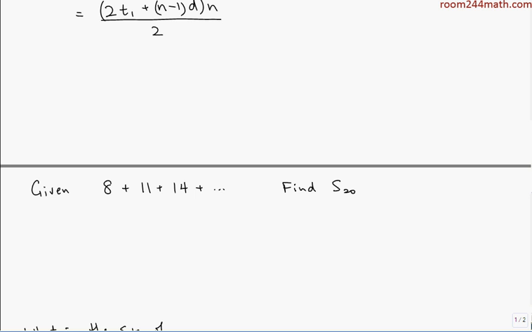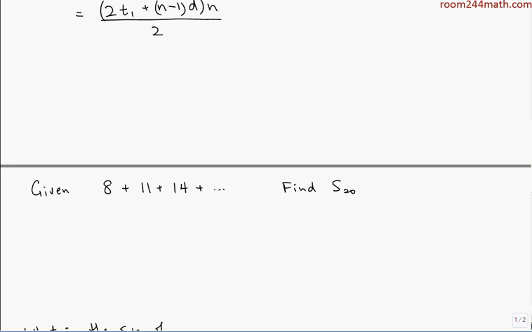In other words, we're trying to find the sum of the first 20 terms of this series. And typically this is what's going to happen, because the formula requires you to know three things: the first term, the last term, and the number of terms. So here we have the first term, no problem. We don't have the last term, and we do have the number of terms. So we've got 2 out of 3.